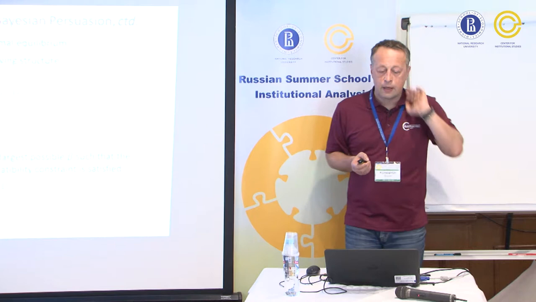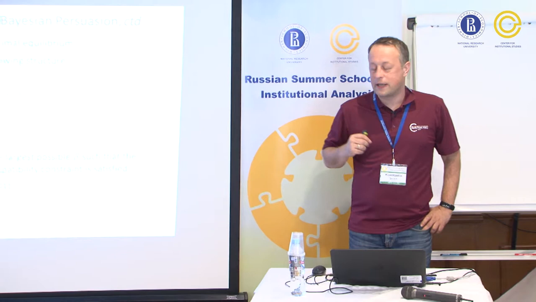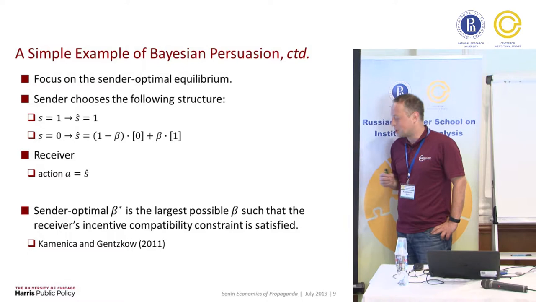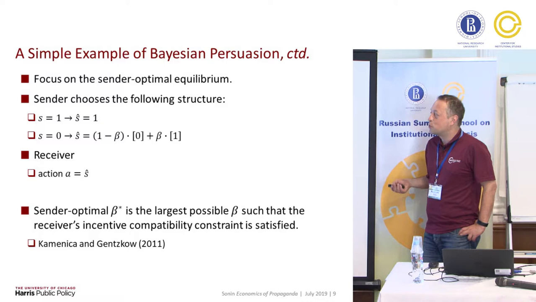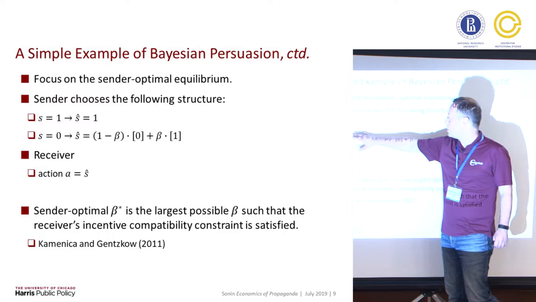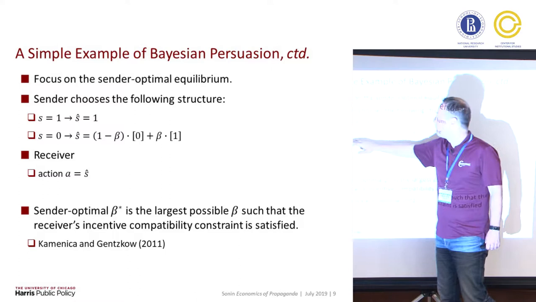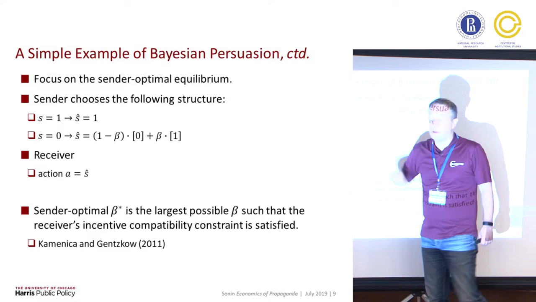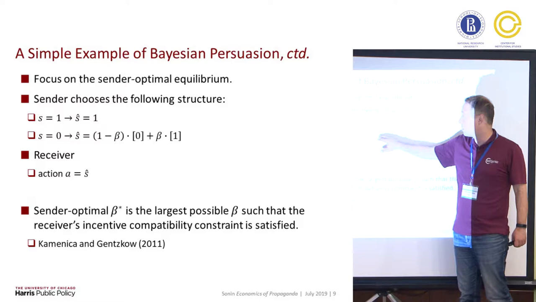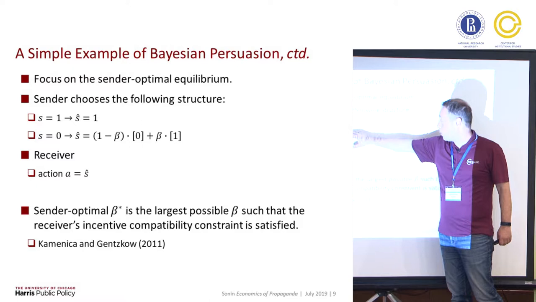Okay, so it's sort of an easy theorem. You could prove it directly in this example, and you could use the general result of Gentzkow-Kamenica. Then, the sender is going to choose the following structure. If the state of the world which is realized is good for the sender, then the report is that the state of the world is one. So the news is reported truthfully. And if the state of the world is unfavorable for the sender, then with some probability it's reported that it's one. I will denote this probability beta. And with the remaining probability, the truth is reported, that the state is zero.